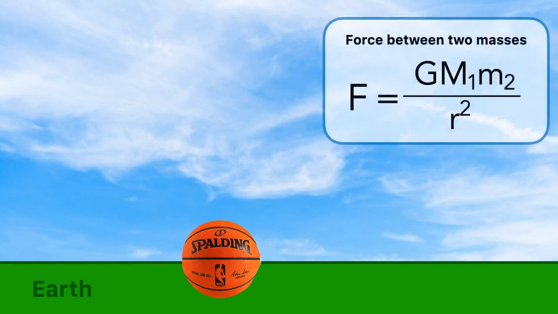Now, the force between the earth and the basketball is given by this equation. We are not going to be actually calculating forces using this equation, but I just want to pop it up there so you can see it. So you have m1, the mass of the earth, m2, the mass of the basketball, and r squared, how far the basketball is away from the center of the earth.